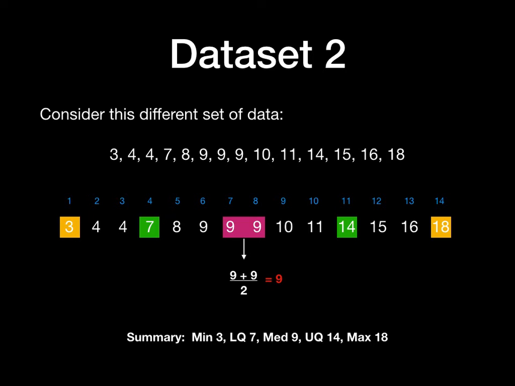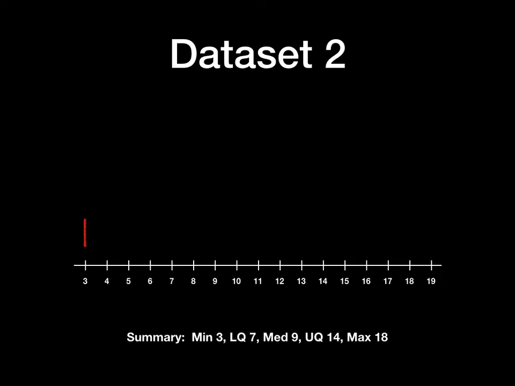Add them together, divide by 2 was 9, but we knew it was 9 anyway. And the 5-number summary down the bottom. So on the next slide, I've got our scale, and I've drawn in the minimum, which is at 3. Notice my scale doesn't go any lower than that because I didn't need to. I can, but I didn't need to.